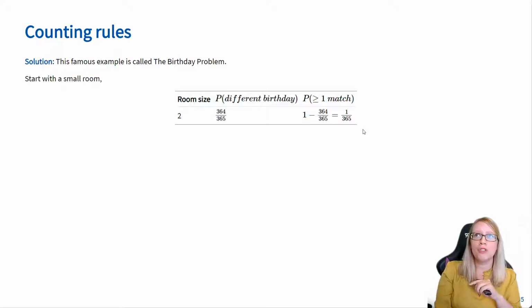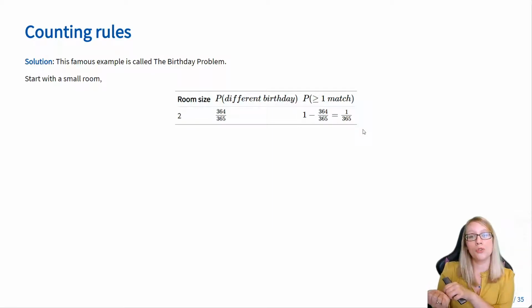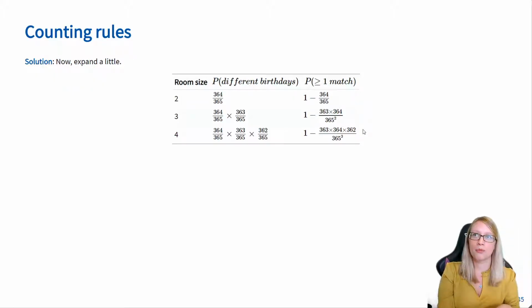So let's start with a small room. We've got 2 people. Here's the probability that those 2 people have a different birthday. It's 364 out of 365. Pretend that person 1's birthday is fixed. In order for there to not be a match, person 2 has to be born on any of those other 364 days. So then the probability that there is a match is 1 out of 365 by the complement rule.